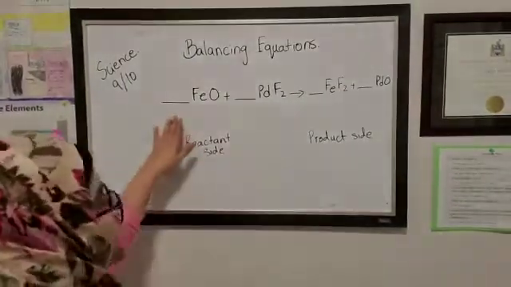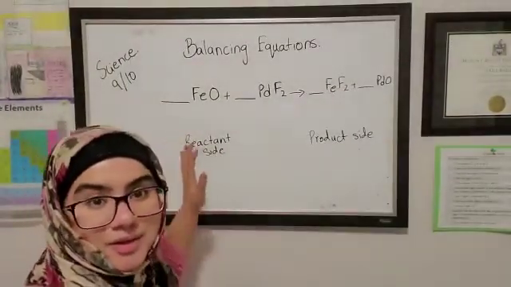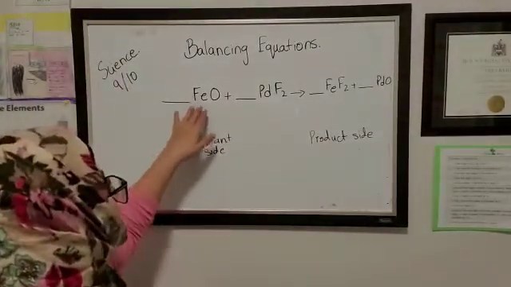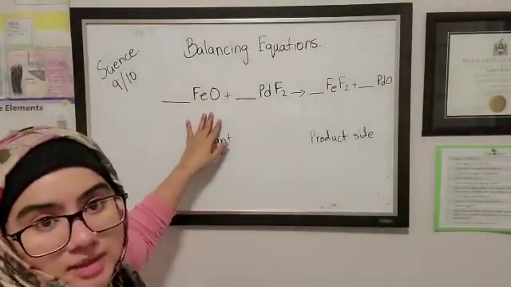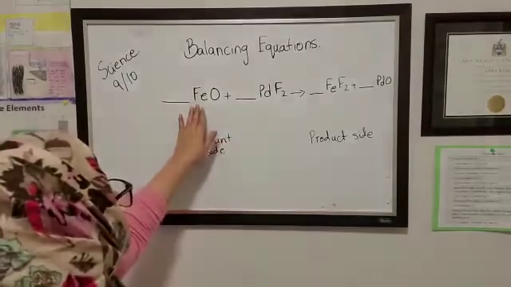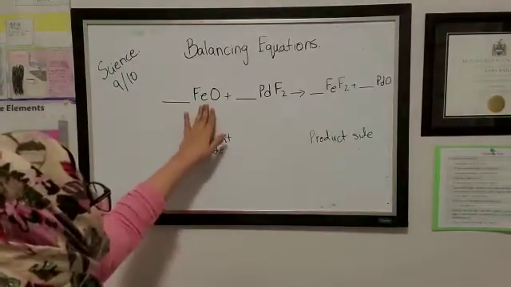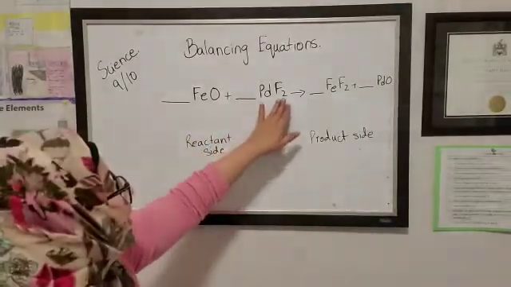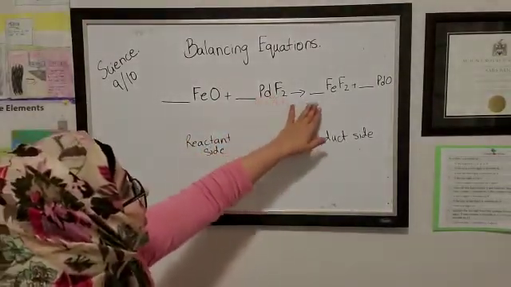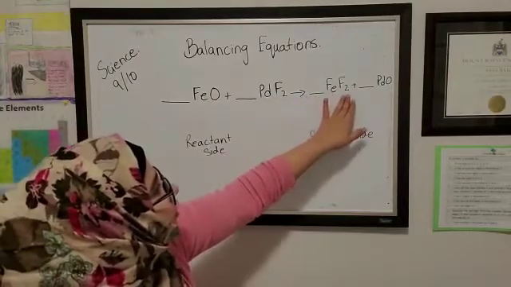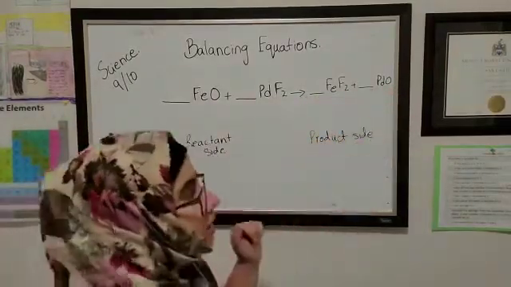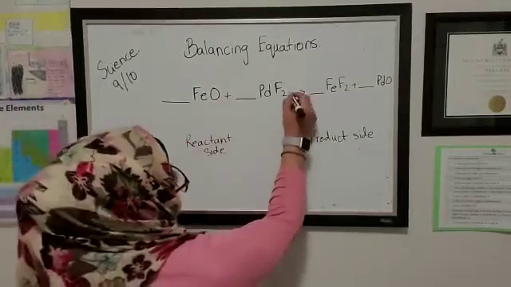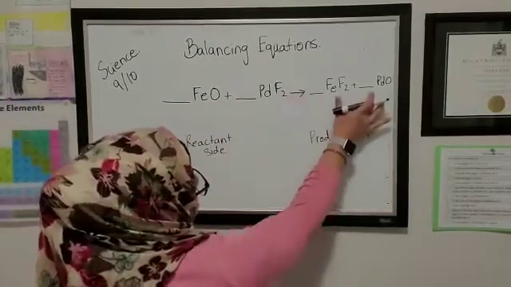So our next equation looks a little tricky, although it's easy to balance. I'm going to tell you the names of each element because I've used the symbols. Fe stands for iron, O for oxygen, Pd for palladium, F for fluorine, Fe again iron, fluorine, palladium, and oxygen. Here, again, I have the blanks and this is after the reaction. So this is my product side.